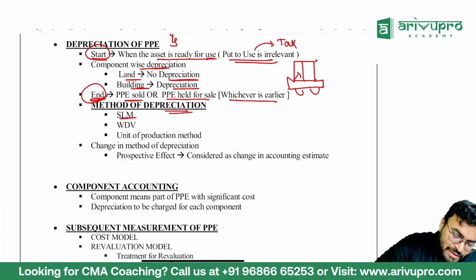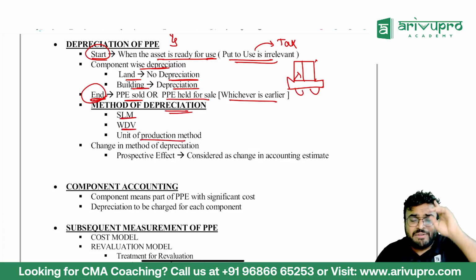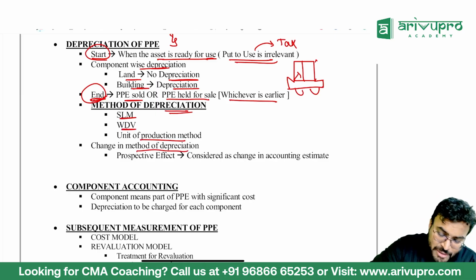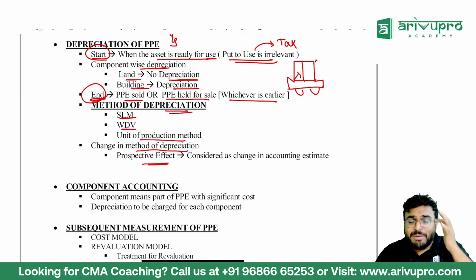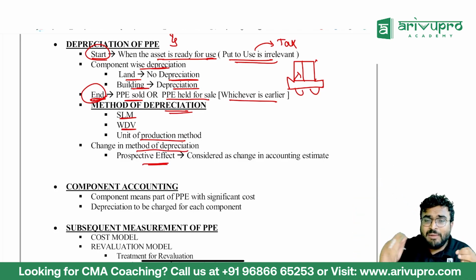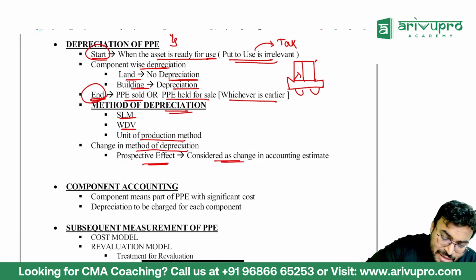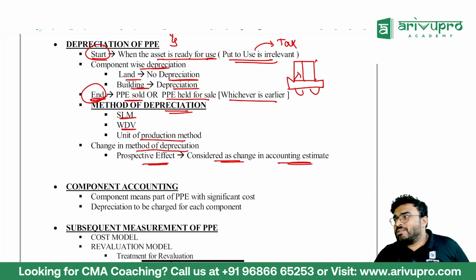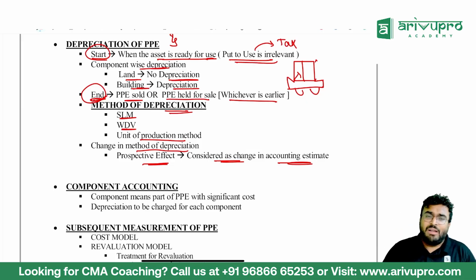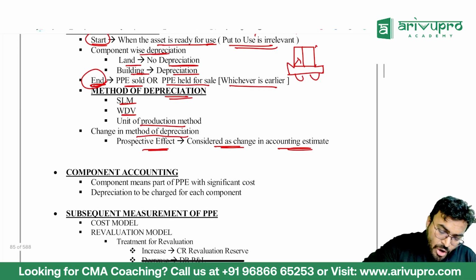Now, methods of depreciation. Straight line method, WDV method, and units of production method. We already studied all these methods in chapter number 1. Change in the method of depreciation: prospective effect. You change the method, don't give the effect from the beginning of time, give the effect from today. When you change the method, it is considered as change in accounting estimate. Is this clear?